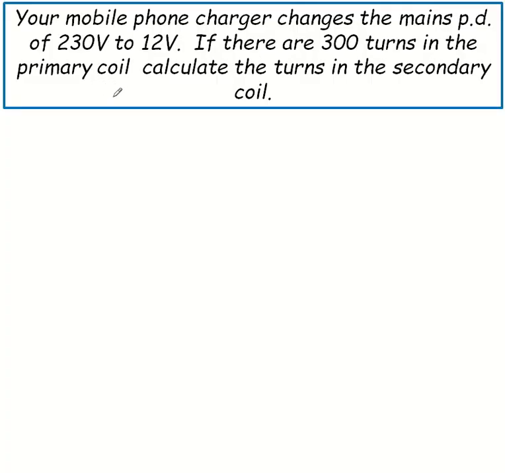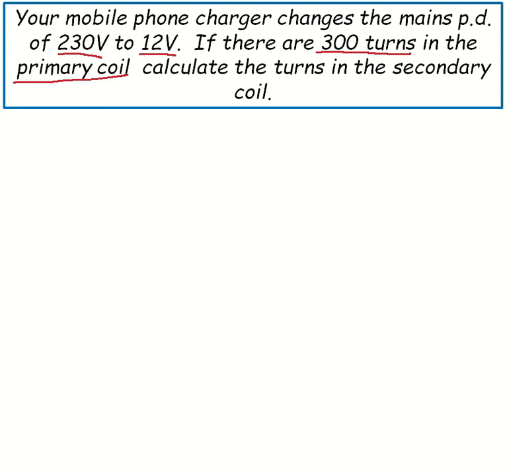Let's have a little look to see how we'd actually work out one of these questions then. So the type of question we could get is like this. Your mobile phone charger changes the mains potential difference of 230 volts to 12 volts. If there are 300 turns in the primary coil, calculate the turns in the secondary coil. So what we've got there is our key bits of information. So we've underlined, highlighted or circled the key things as we're going through it.